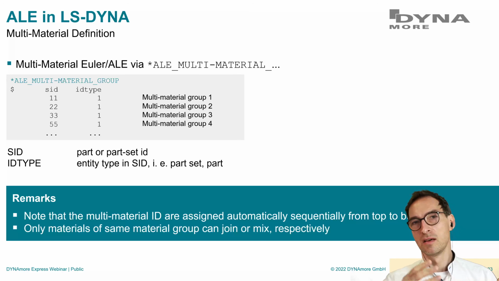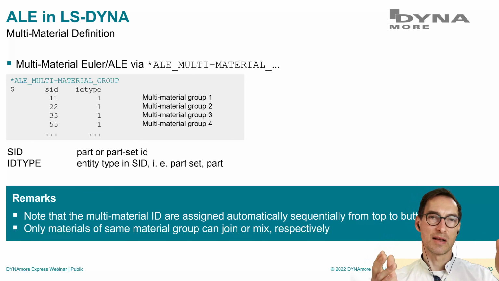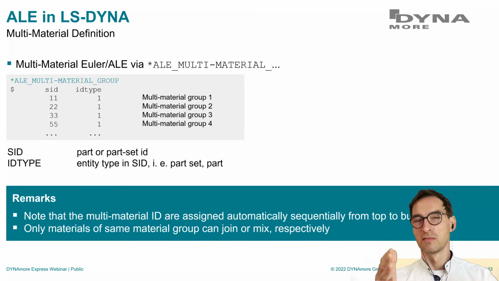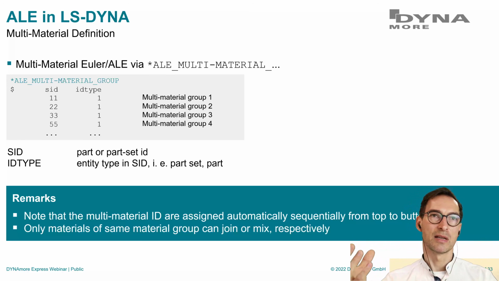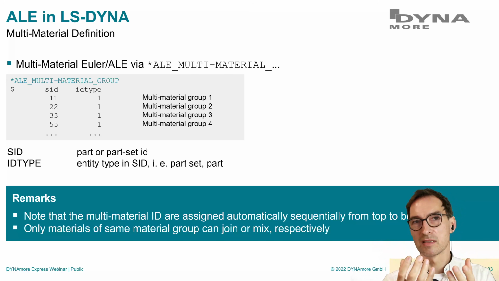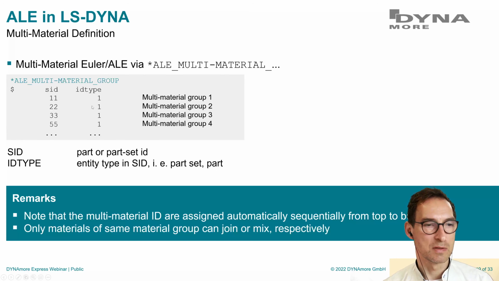Then one gas is material group number 1, and one gas is material group number 2. If they're 2 material groups, they're not mixing with each other, they're always kept separate, and you have an interface between these 2 gases. However, if I have 2 gases that are going to mix in some sense, then you assign them to the same multi-material group by using part sets instead of parts.